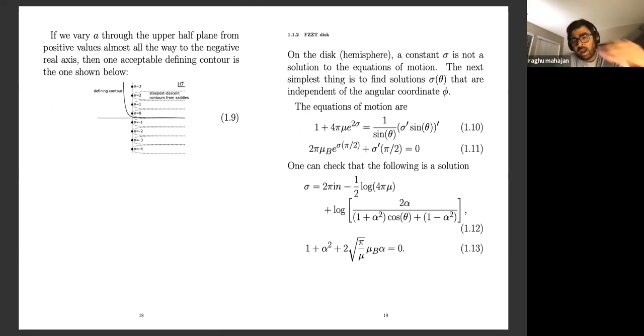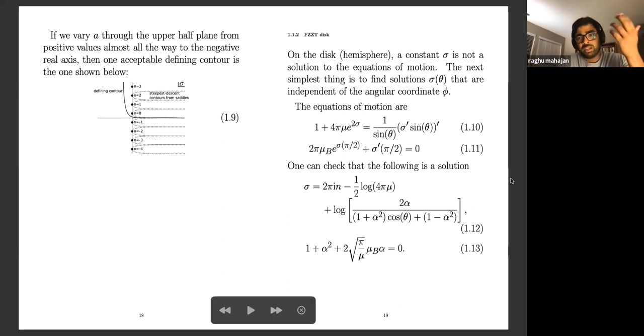Okay, and then you can play this. So the sphere is done. So far, we have figured out what the saddle points for the sphere are, what their steepest descent contours are, and which of those we are supposed to sum over. You can do the same thing for the disk. So you take the hemisphere. Now sigma is no longer constant. You have to take sigma to be a function of theta, the polar coordinate on the sphere.